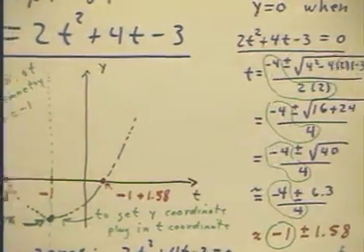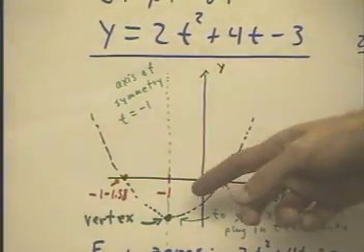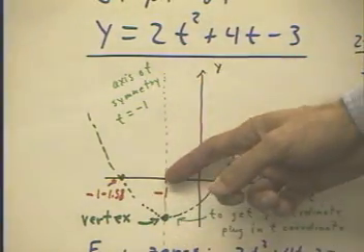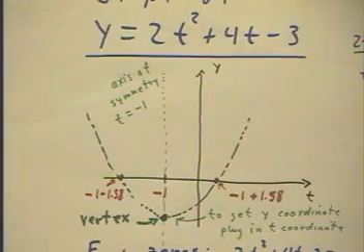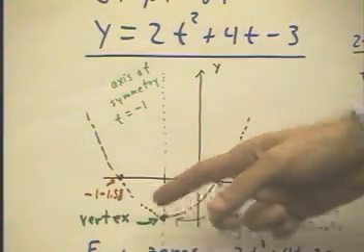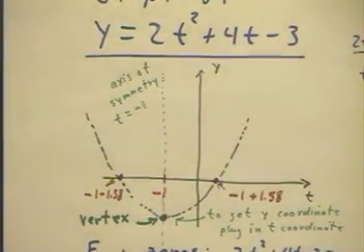This gives us our two zeros: negative 1 minus 1.58 and negative 1 plus 1.58. Now what's halfway between negative 1 plus a number and negative 1 minus the same number? Well, it's obvious that negative 1 is going to be halfway between.